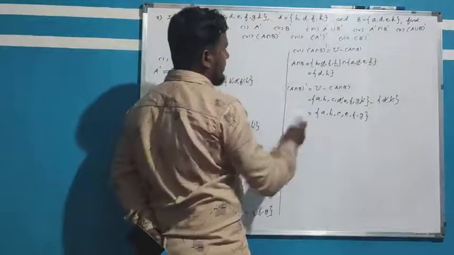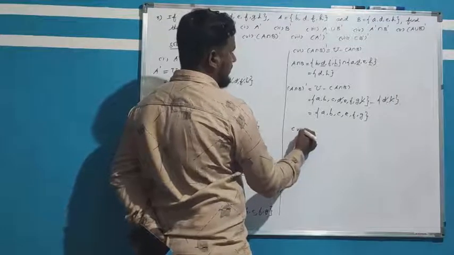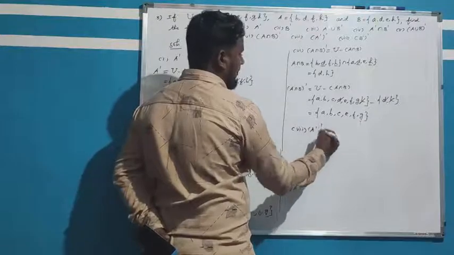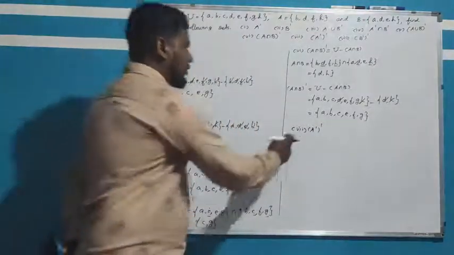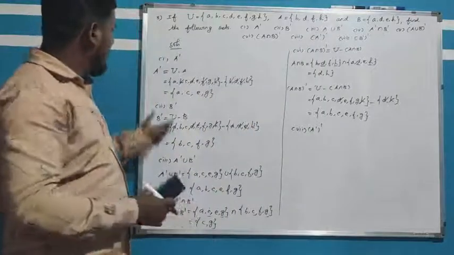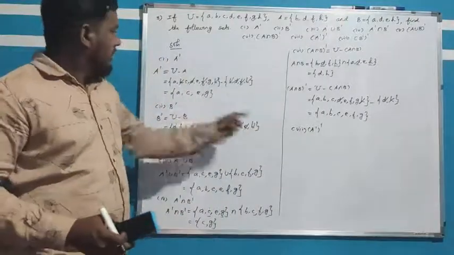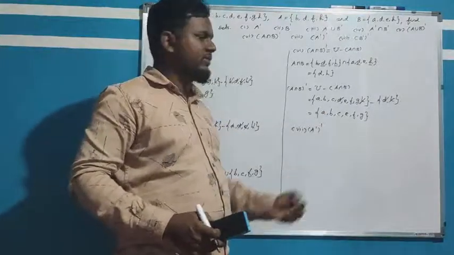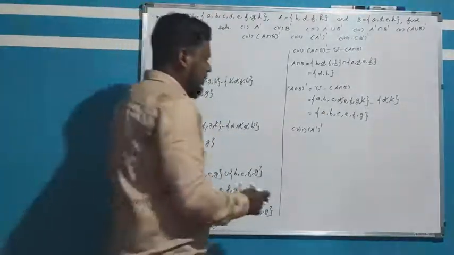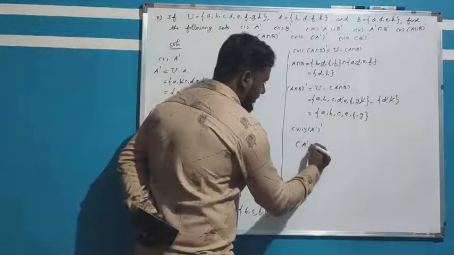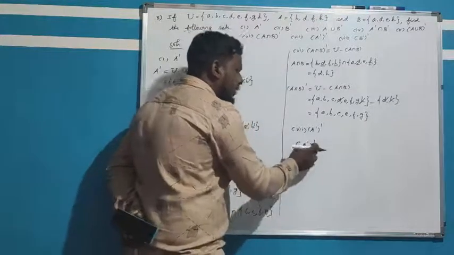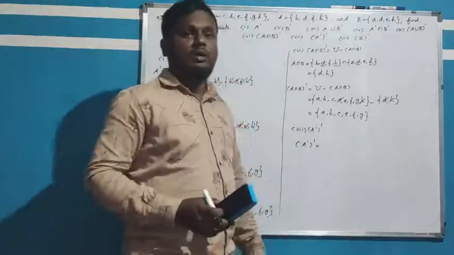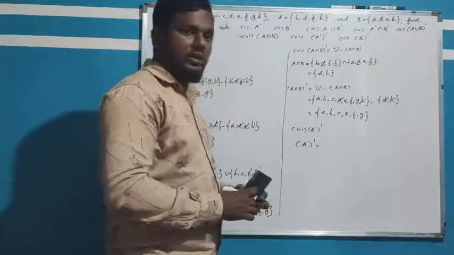Next we have to find A' union... A'' intersection. A' we already found. So how can we find A'? A' means the complement, only A' complement.